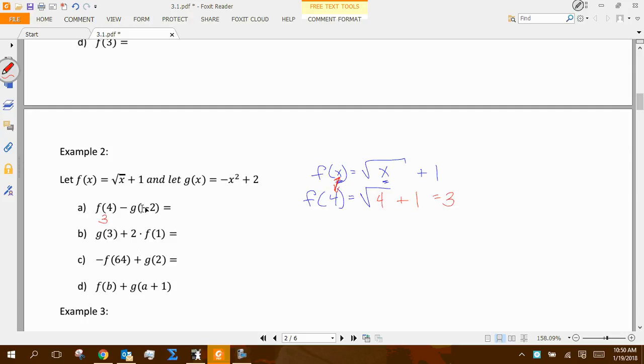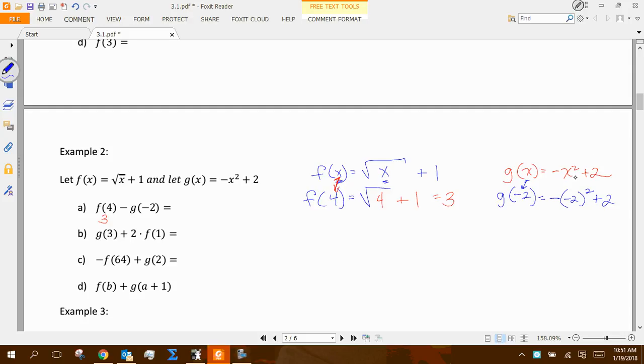They then want us to find g of negative 2. Well, g of x is negative x squared plus 2. So now I'll plug in g of negative 2. That's what they're asking for here, so I plug negative 2 in for x, and I want to add 2 to that.